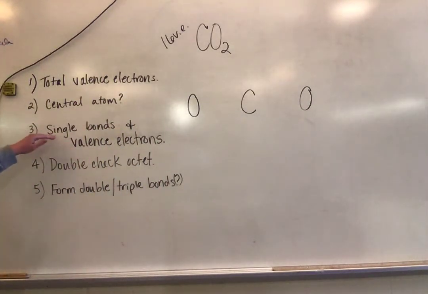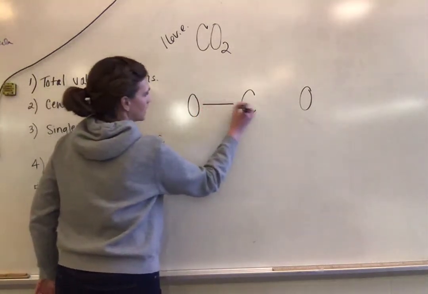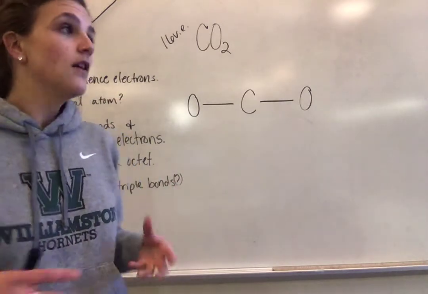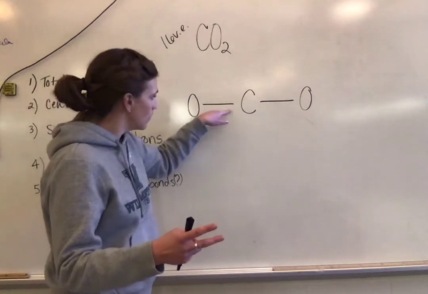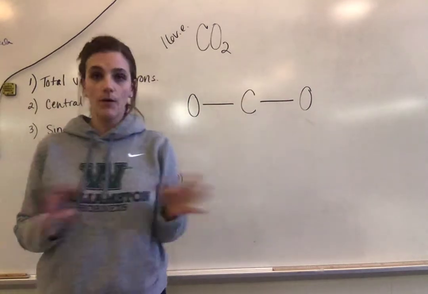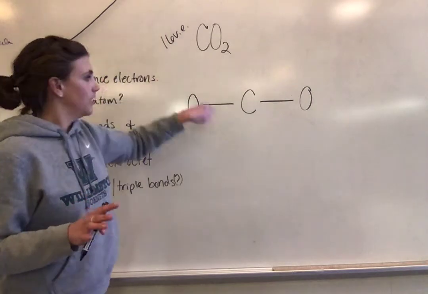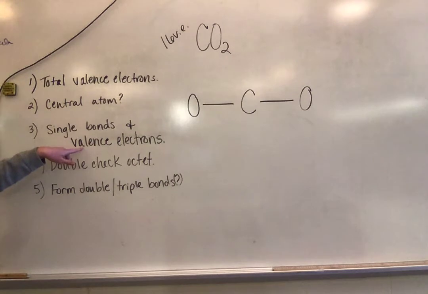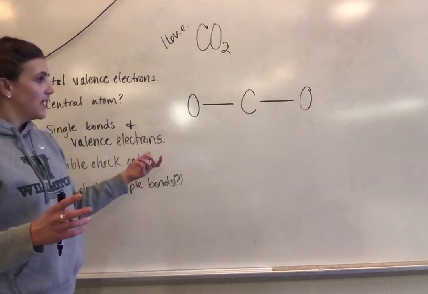Step number 3, draw in single bonds to connect everybody. So simple as that. Now, what do those single bonds represent? Remember, one single bond is 2 electrons. So there's 4 electrons that we've taken care of. We have 16 total that we're dealing with. Here's 4 of them. Now we need to go back and distribute the remaining valence electrons amongst the atoms. So we have 12 that we need to take care of.